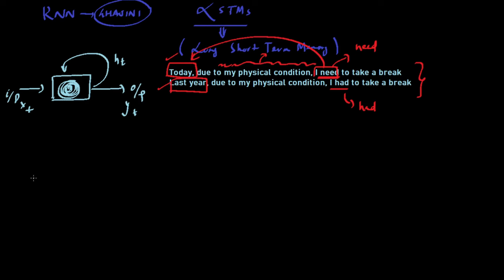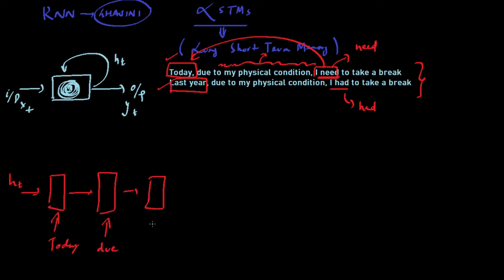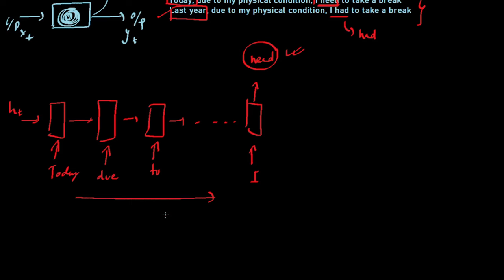Now, traditionally, how does RNN look like? Let's say we have different boxes. We have today, we have the HT component, then the next word, let's say you, then the next word, which is to, and then dot dot dot. We have some word here where the output prediction is needed, right? Today, due to my physical condition, I, and then your output is need, right? On your x-axis, you have the time constraint, right? So traditional RNNs don't remember well because of certain issues.